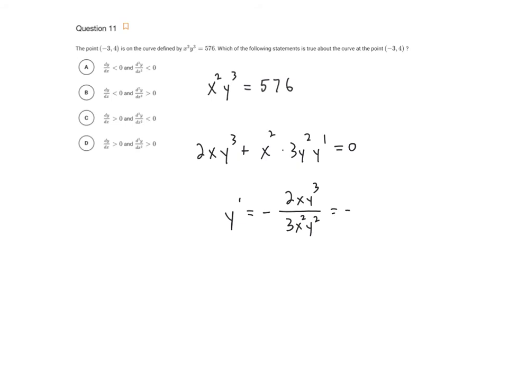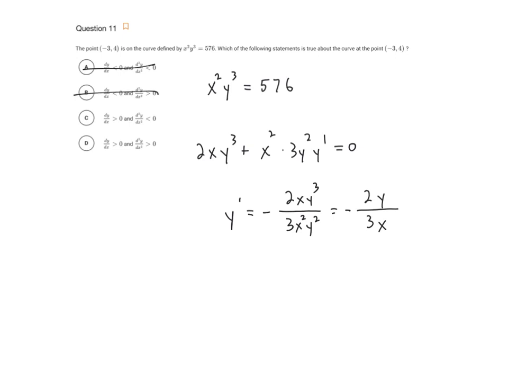Okay, and then let's clean this up a little bit. The x and x squared cancel. Here we have a 2. And then there'll just be an x in the bottom and a y in the top. Okay, and then we can see for this point, if you plug in -3 and 4 for x and y, the fraction becomes negative, but then this negative out front makes it positive. So that's going to be positive, the first derivative. So we'll cancel those out.